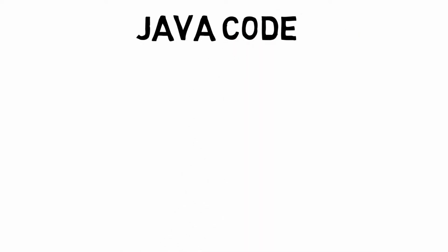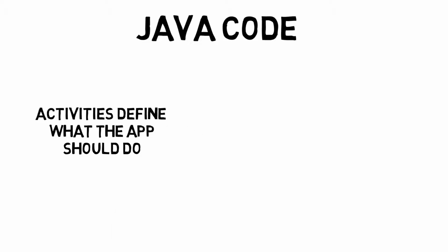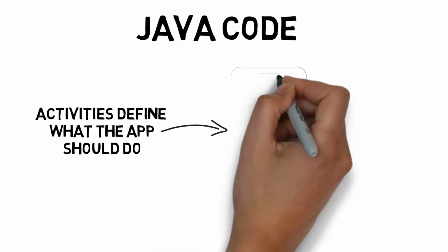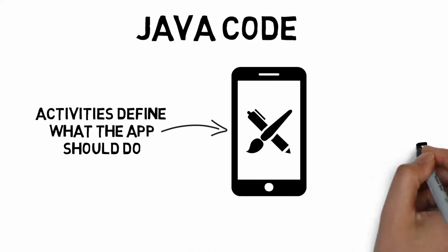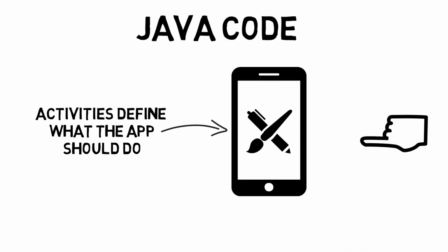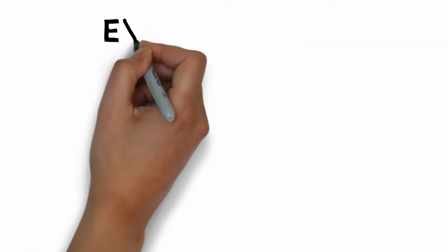Java code defines what the app should do. Layouts only define the appearance of the app. You define what the app does by writing Java or Kotlin code. A special Java class called an activity decides which layout to use and tells the app how to respond to the user. As an example, if a layout includes a button, you need to write Java code in the activity to define what the button should do when you press it.